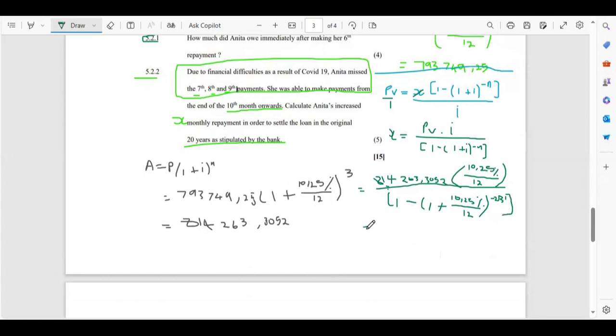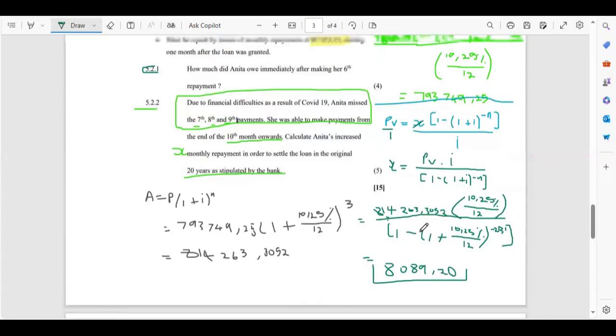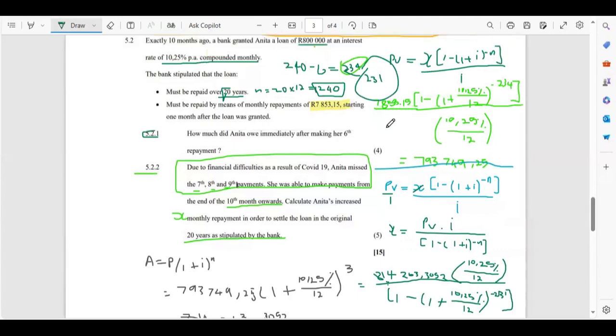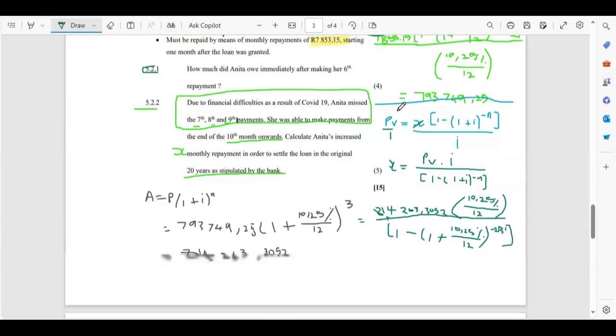Now, punching this into your calculator, your x should be equal to, now this is the new monthly repayment, which has increased. It's 8,089.20. Now this is the amount that Anita would now pay as a result of her missing the 3 months. As a result of her not paying the loan in these 3 months, her monthly installments would now increase to 8,089. And remember, before they were how much? They were 7,853. But this is how you go about answering this kind of question.